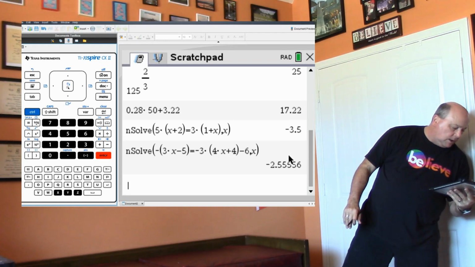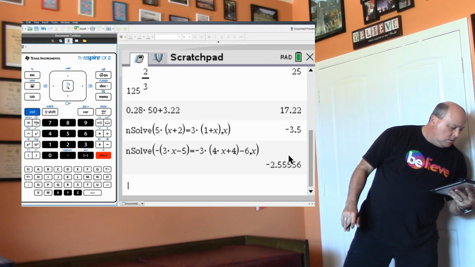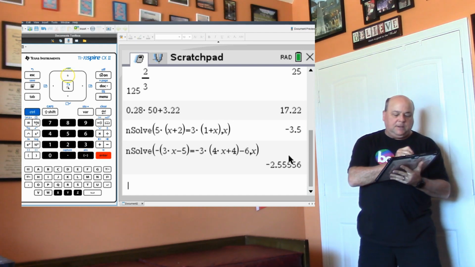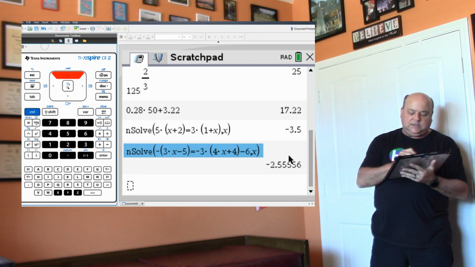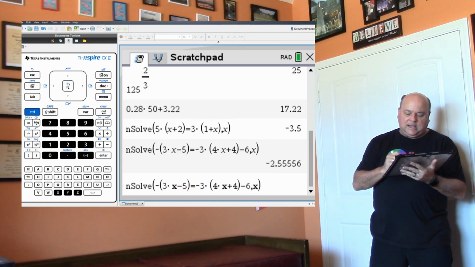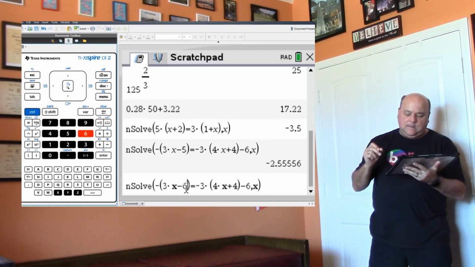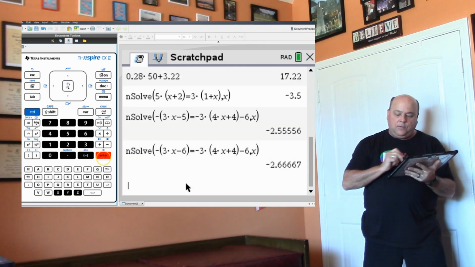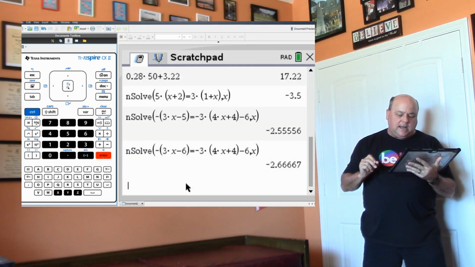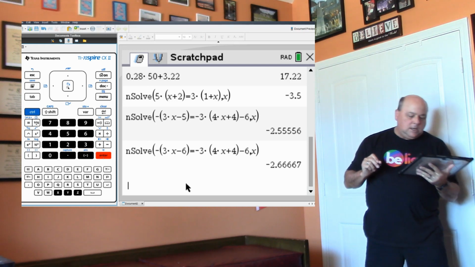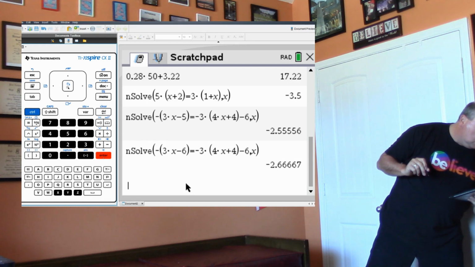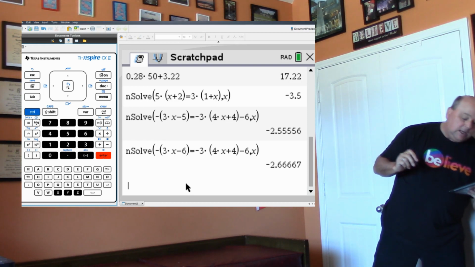Did I put this in right? Negative 3x. Ooh, it should be negative 3x minus 6. Let me change it. Hit the up button twice. Hit enter. And I'm going to make that 5 a 6. That should be 3x minus 6. Sorry about that. Hit enter. Still giving me that. Times negative 3. 4x plus 4 minus 6. Negative 3x minus 6 equals. Yes, this is going to be it.